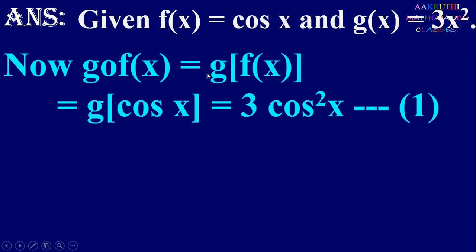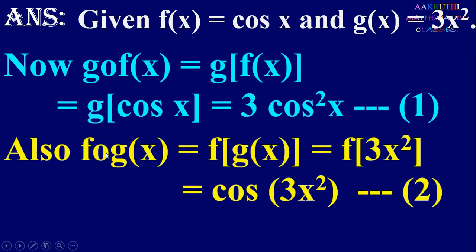So g composite f of x is g of f of x. Now here it is given f of x is cos x. So therefore it is g of cos x. And here it is given g of x is 3x square, but in place of x you would write cos x. In place of x we have cos x. Therefore g of cos x is 3 into cos x whole square. Or it can be written as 3 cos square x. So therefore g composite f of x is 3 cos square x.